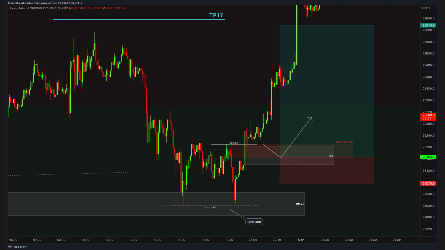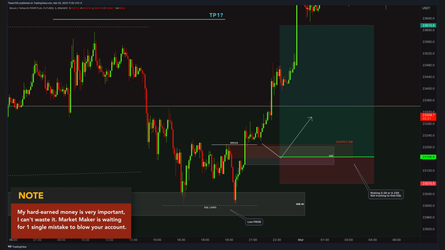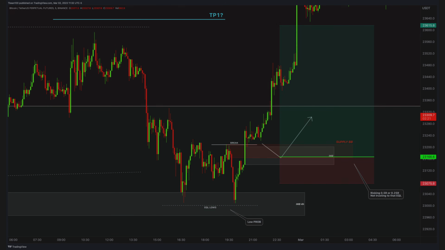My risk probably would be 0.5R or 0.25R due to those equal lows. Look guys, my money is very important. I would not want to lose it easily. I would rather manage the risk. However, there is no pullback here, as you can see. I could have missed this entry. This is just the reality of trading.